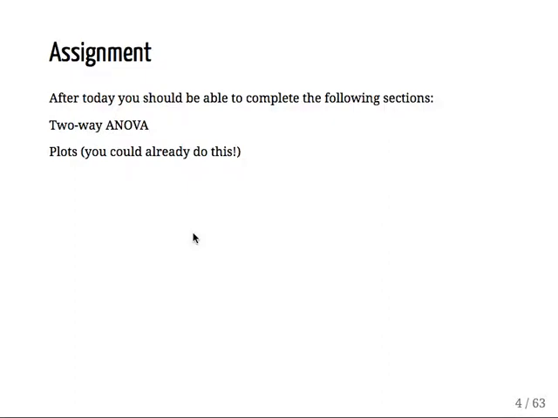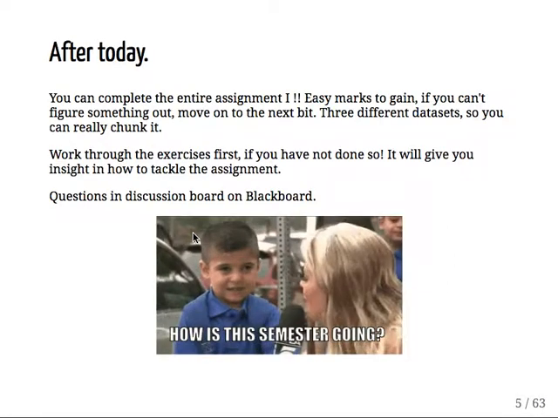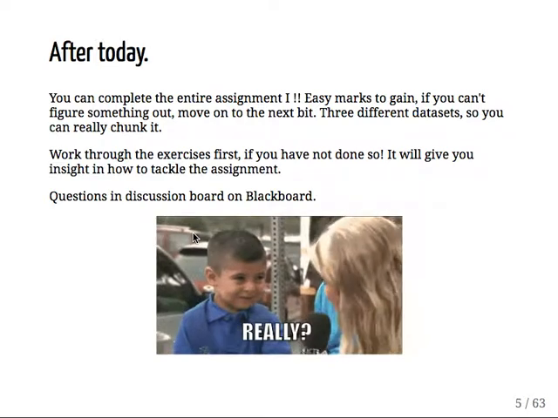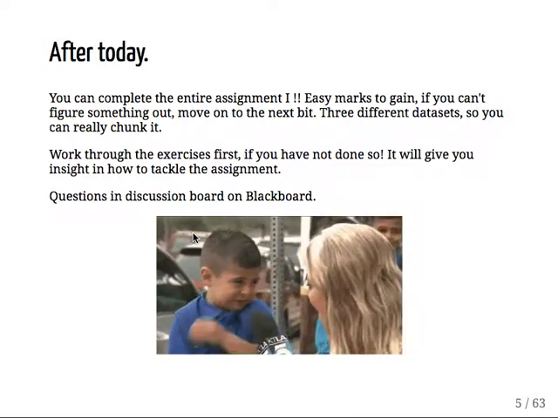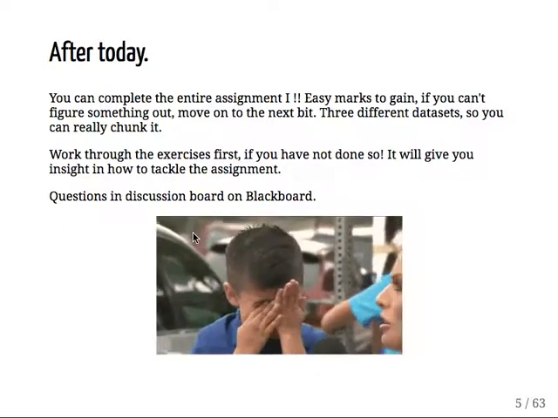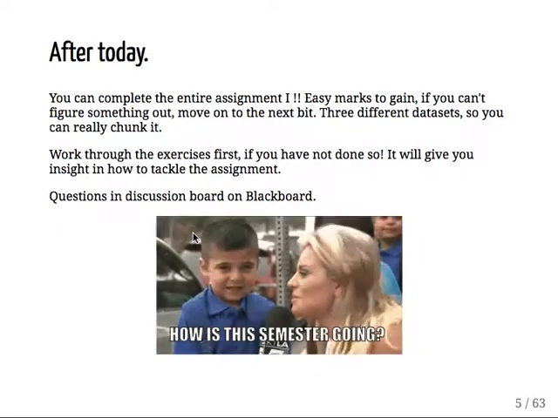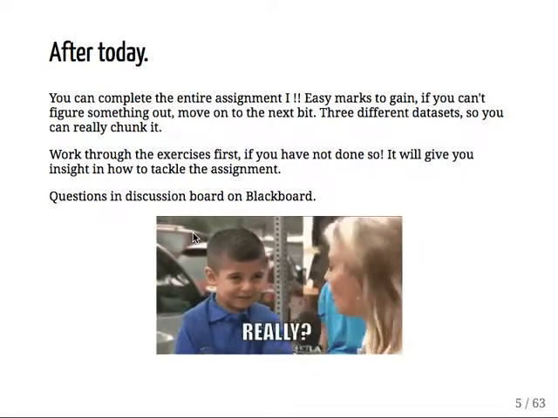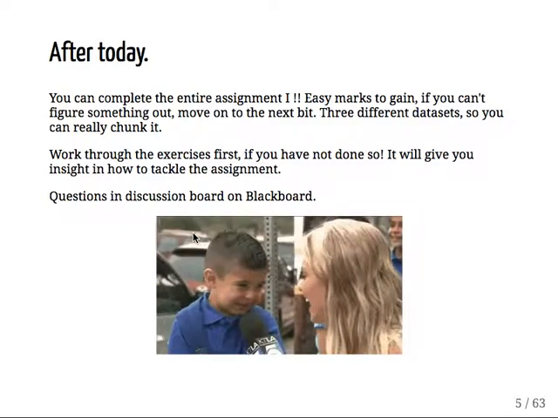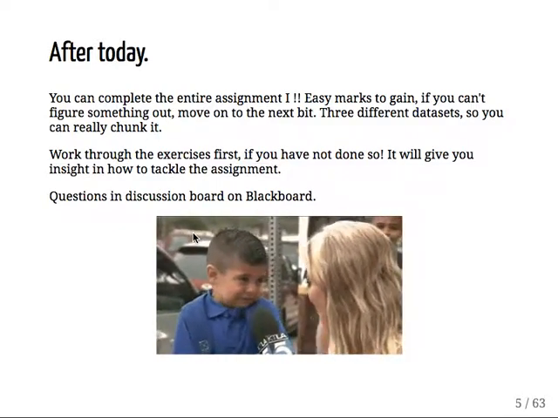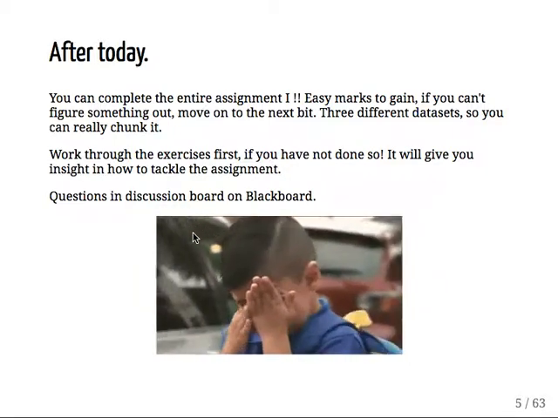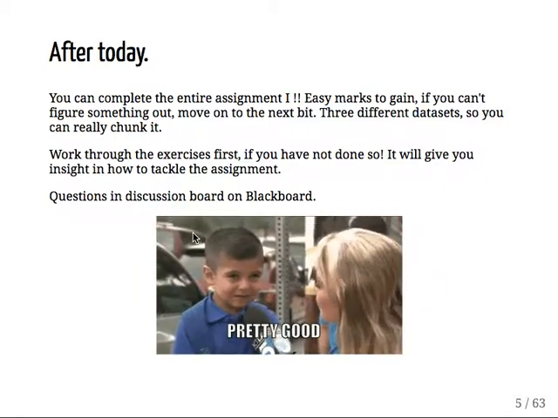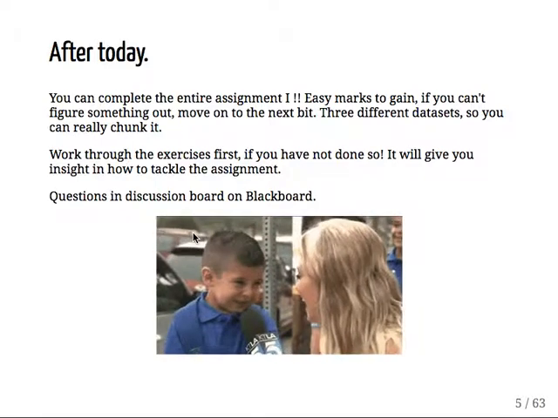Well, nice. We'll see about that. So after today, you're able to actually complete the entire first assignment or the first exercise because everything is there. So there are easy marks to gain. So I would suggest that if you get stuck, don't fret on it. Just move on to the next chunk. Because you'll see there's like 40 or 50 different items, each worth 2 points. So if you get stuck on one particular thing, don't spend too much time thinking about it.